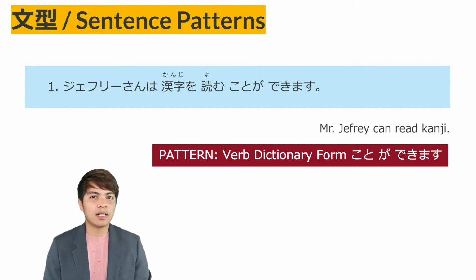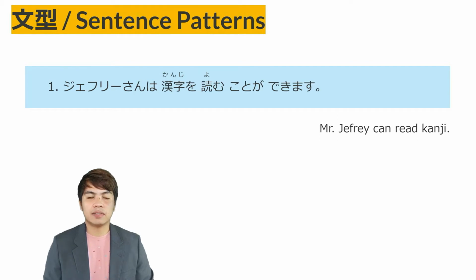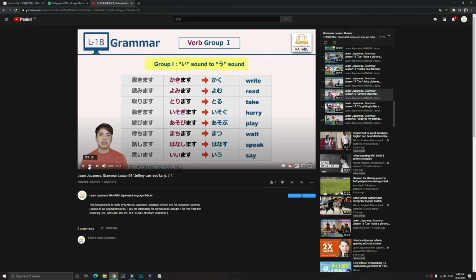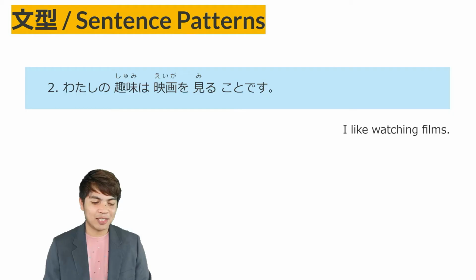And if you don't know how to conjugate the verbs into the dictionary form, I already made a video on how to conjugate verbs into their dictionary form. Just watch my lesson 18 grammar explanation video on our YouTube channel. So let's proceed to sentence pattern number 2.